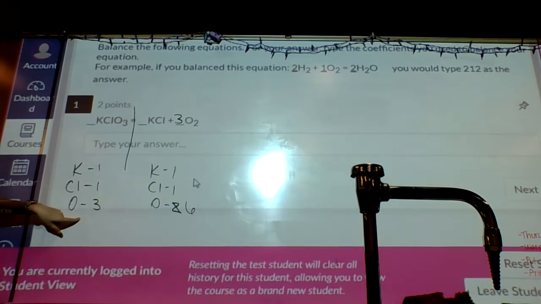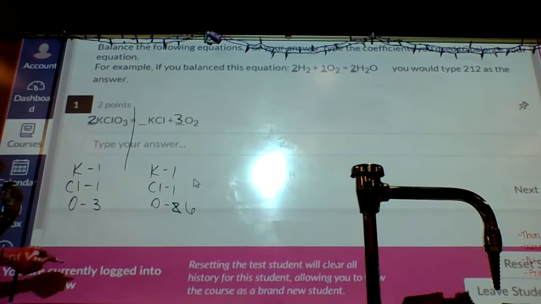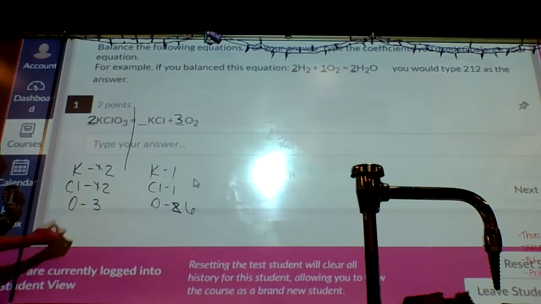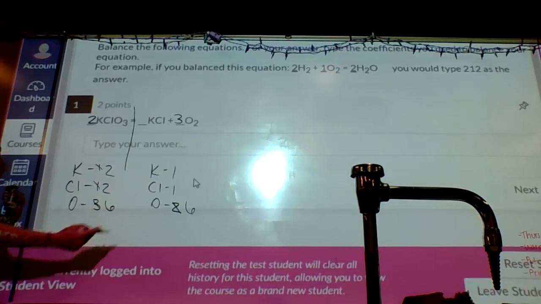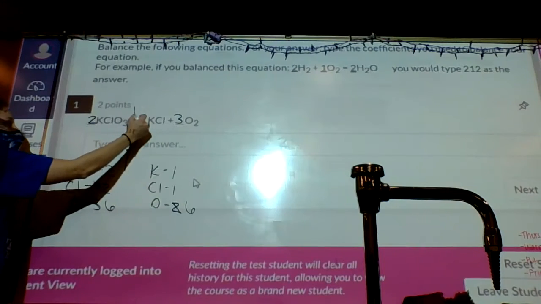Now let's bring this oxygen up to 6. What am I going to put here? 2. But that changes everything. Okay, coefficients affect everything behind it. How many Ks do I have? How many Cls? How many oxygens? Am I done? No, you have to put a 2 on the other one. Yes. I put a 2 here.